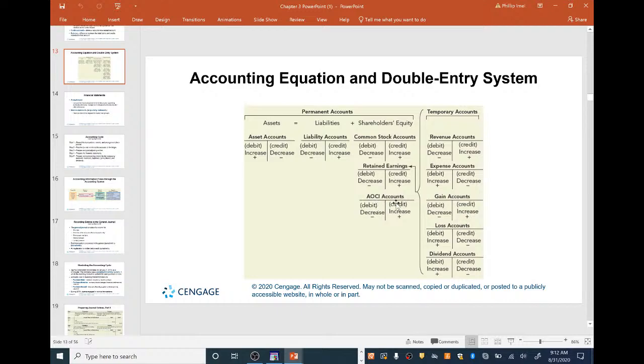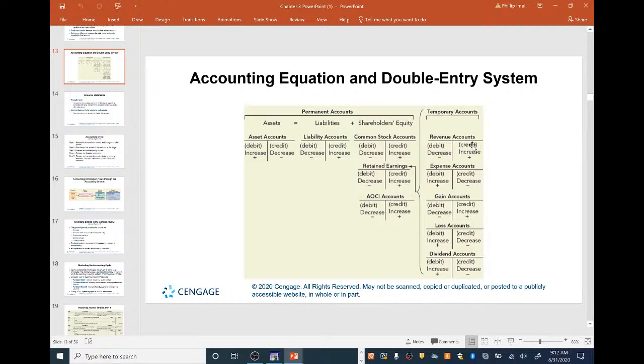Accumulated other comprehensive income accounts, we debit to decrease these, credit to increase these. So those are the permanent accounts and how the double entry accounting system affects the accounting equation based upon the permanent accounts, okay? Next, let's look at the temporary accounts. Once again, income statement accounts. These are the accounts that are closed to the permanent accounts at the end of the accounting period.